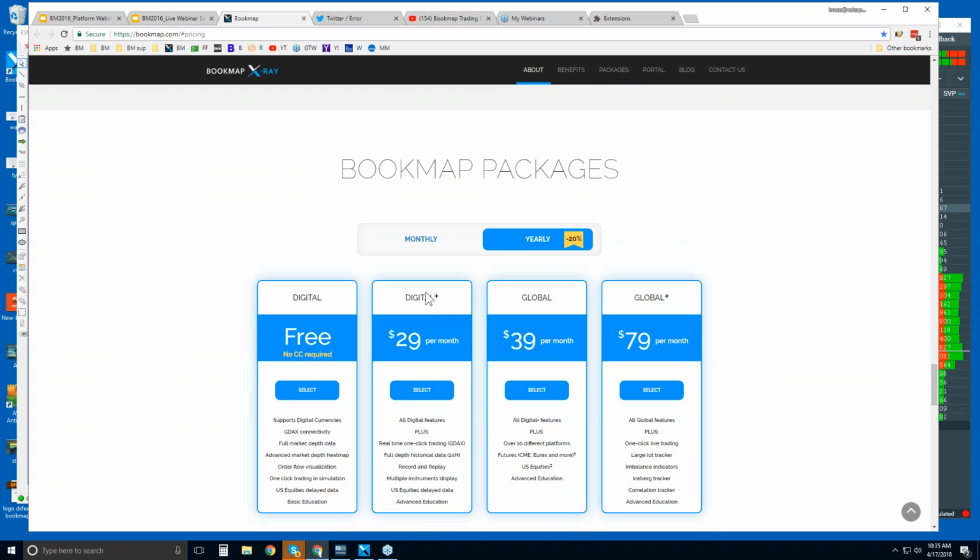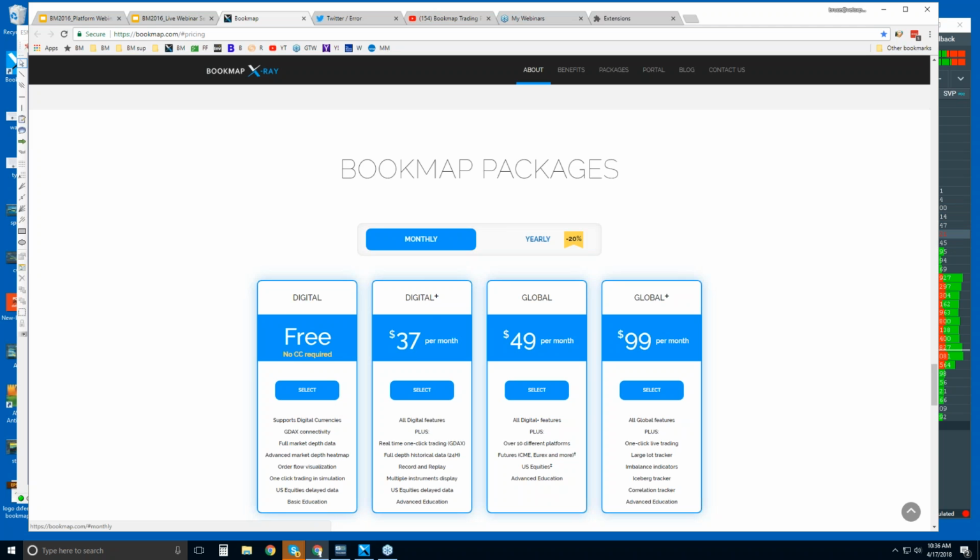Now scroll down a little bit further. Here are the different subscription packages. You can subscribe yearly with a 20% discount or monthly. And then you see there's digital and global here. The digital is for digital currencies only. The free version here is for just one digital currency. It is live, the data is free, but you only get to access one digital currency at a time. And you only get basic education and limited support.